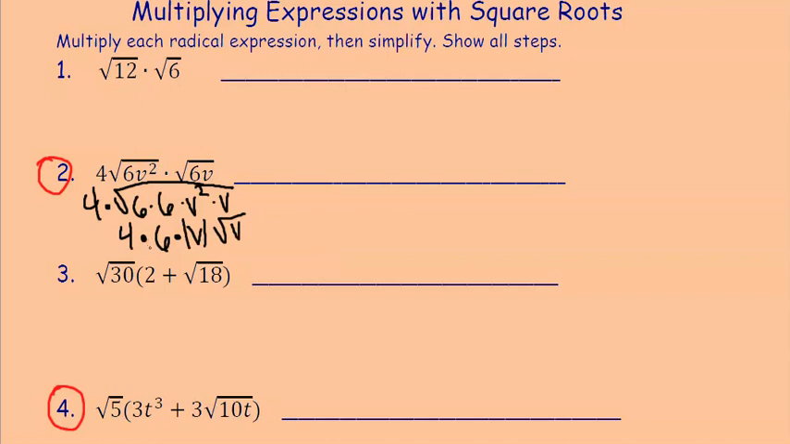4 times 6 is 24. So we have 24 absolute value of v times the square root of v. That's your simplified expression.